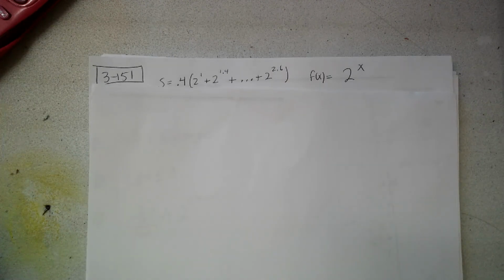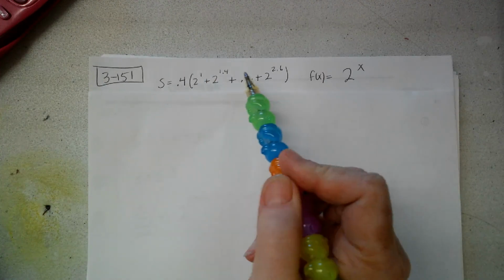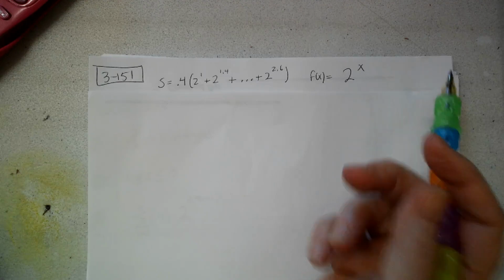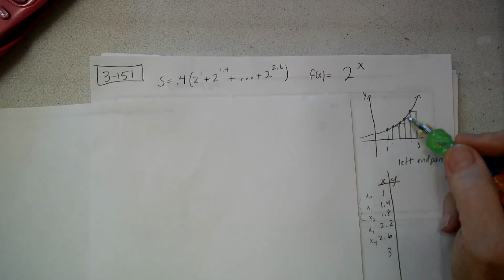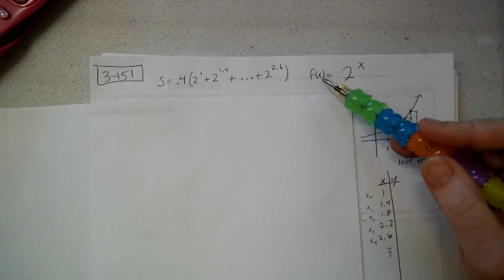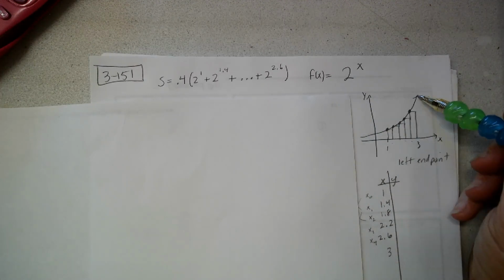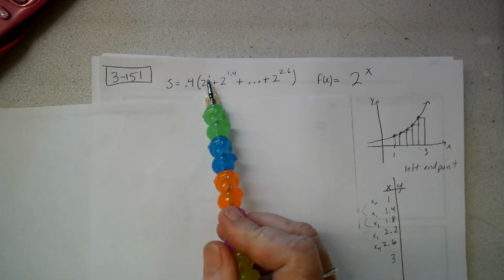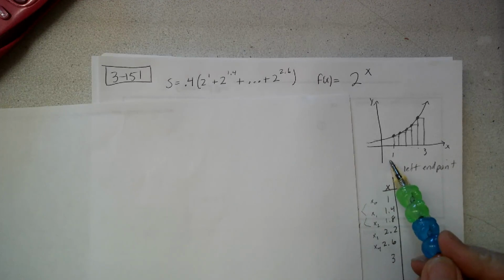So I know the width of the subintervals is 0.4 because this isn't our first time working with these summations. So what you can do, and actually I drew a little picture, I try to just draw a little sketch. I know that y equals 2 to the x is going to kind of just go up like that. And I can see that the first x is 1. So I know I'm starting at 1.